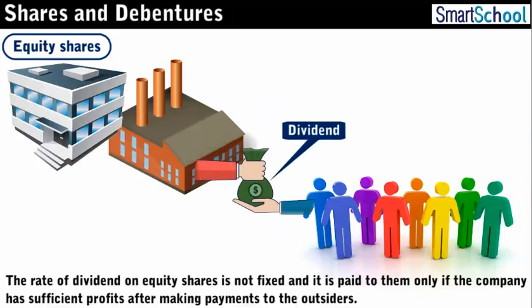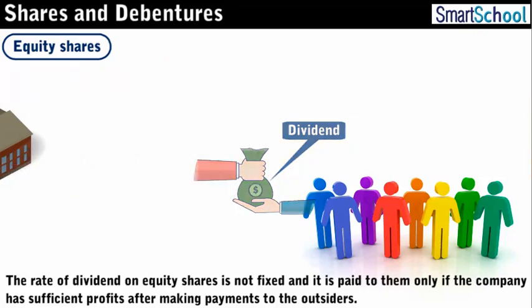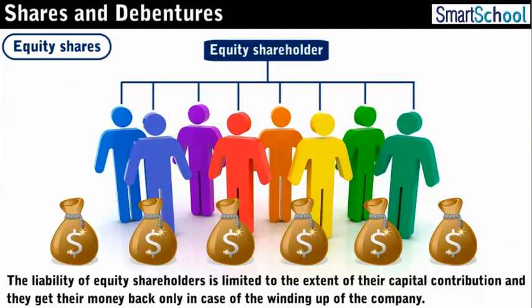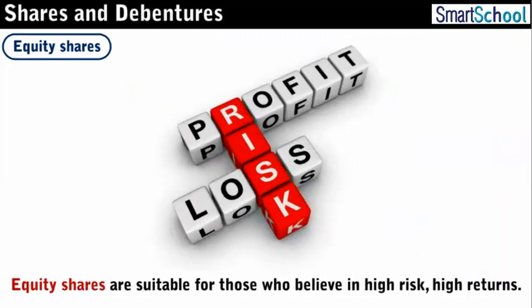The rate of dividend on equity shares is not fixed and is paid to them only if the company has sufficient profits after making payments to the outsiders. The liability of equity shareholders is limited to the extent of their capital contribution, and they get their money back only in case of the winding up of the company. Equity shares are suitable for those who believe in high risk, high returns.